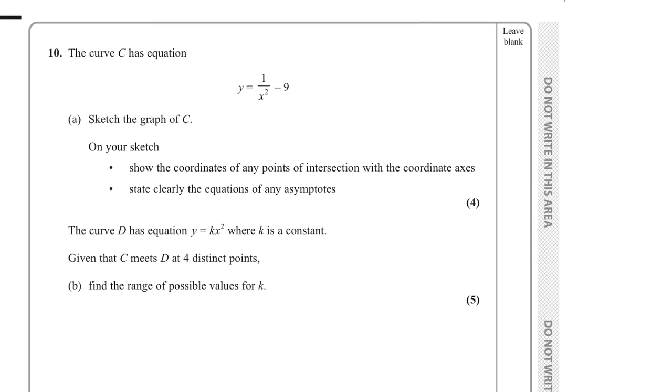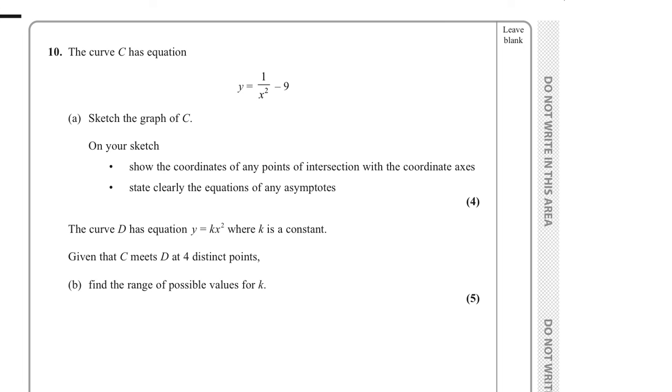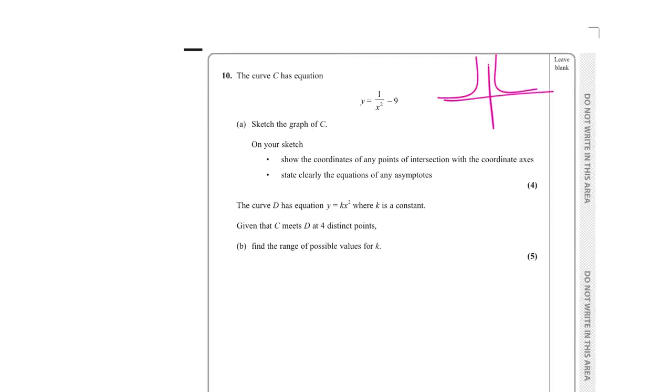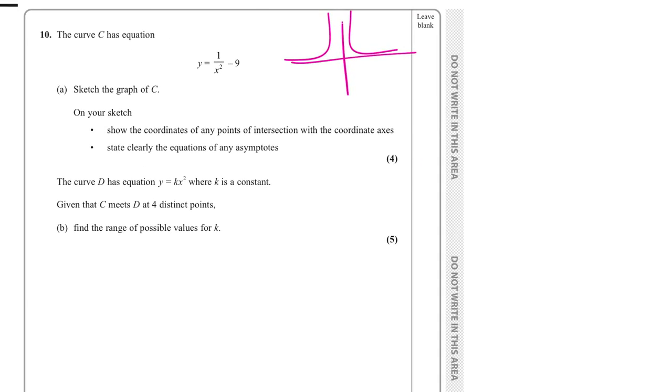The curve C has the equation y equals 1 over x squared minus 9. Sketch the graph of C. So, if I'm going to sketch this graph, let's sort some stuff out, okay? Show the coordinates of any points of intersection and clearly state the equations of the asymptote. So, first of all, what do we know? We know that 1 over x squared looks like this, okay? And we have the asymptote. So, let's have a look at 1 over x squared minus 9. This is going to be moved down 9. So, our asymptote is now going to be at the line y equals minus 9.